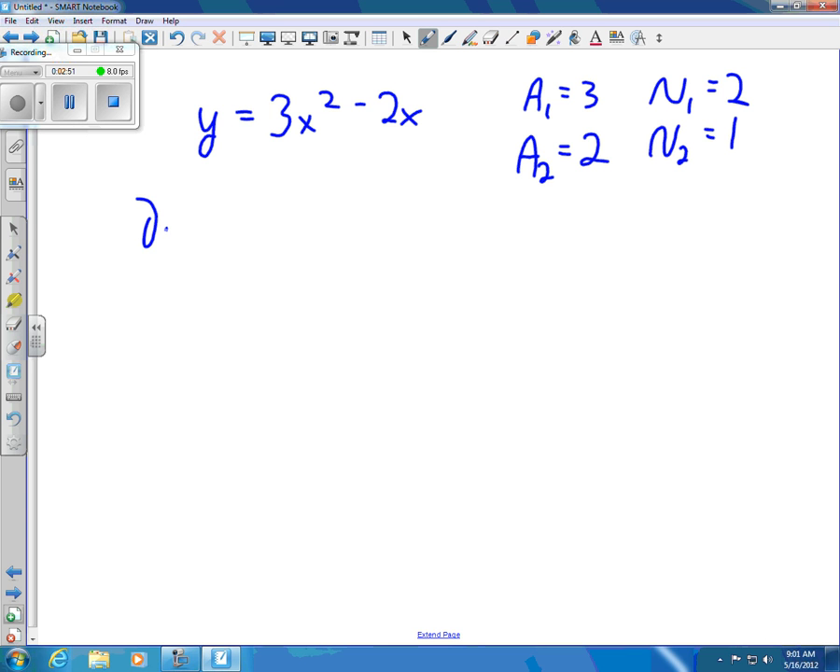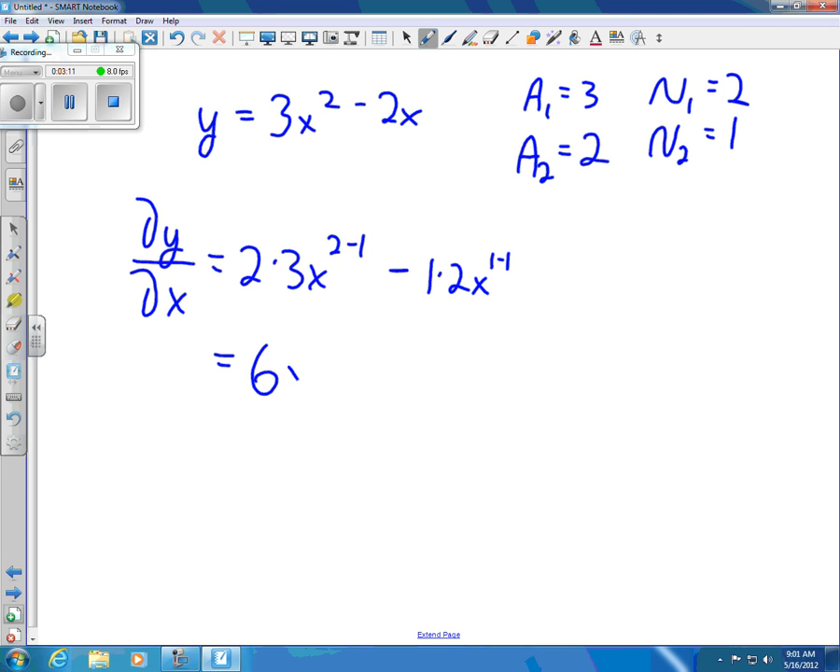So dy/dx is equal to 2 times 3x to the 2 minus 1. This is minus, don't forget the negative sign in there. We have 1 times 2x to the 1 minus 1. That's going to come out to 6x to the first power minus 2x to the 0 power.